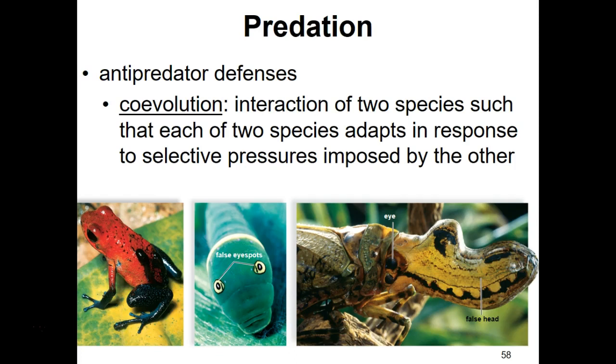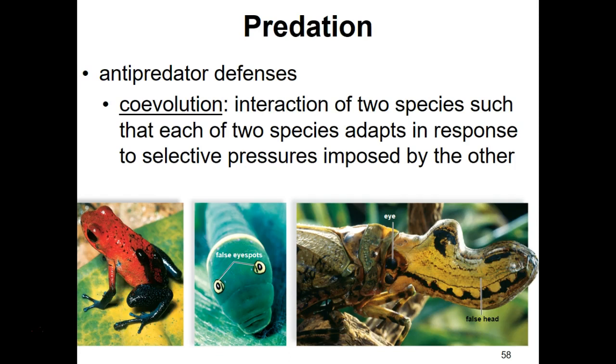So some organisms have evolved defenses against predators. And then some predators have actually adapted to those defenses. Coevolution is an interaction where two species adapt in response to selective pressures imposed by each other.